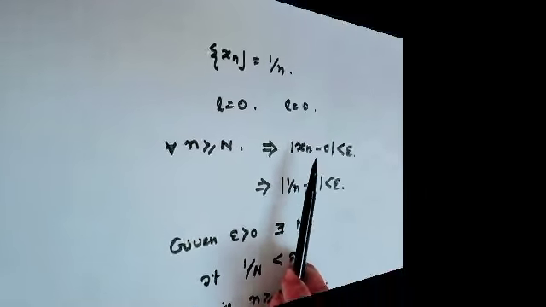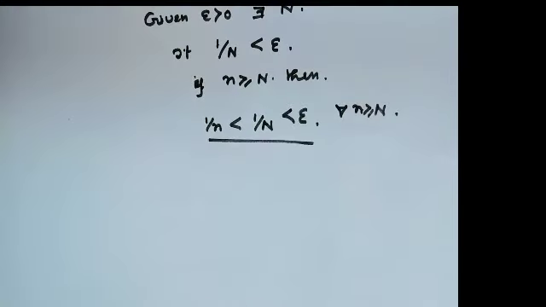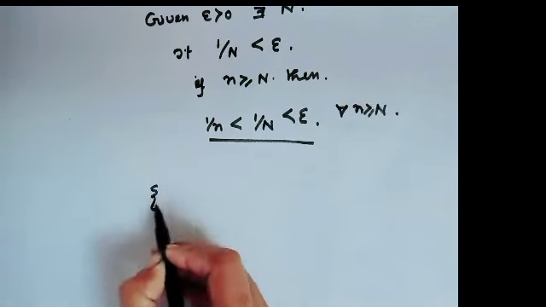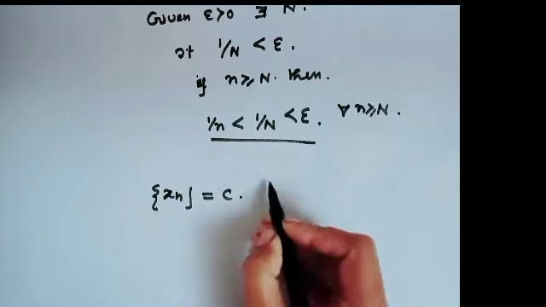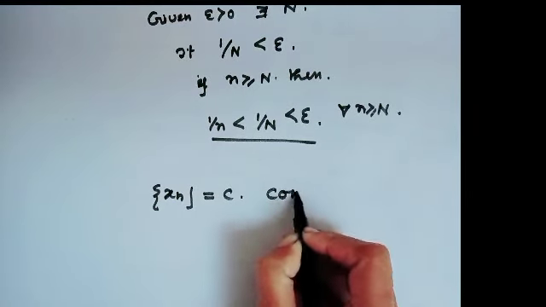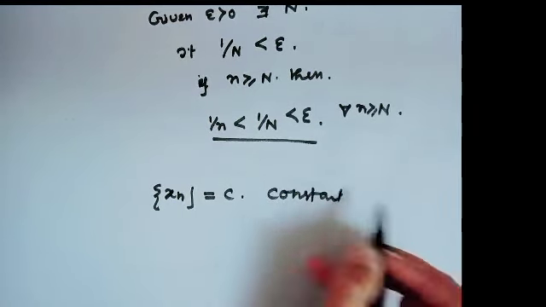Well, let's see another easy example. Xn equal to C, and this sequence is called a constant sequence. Okay?